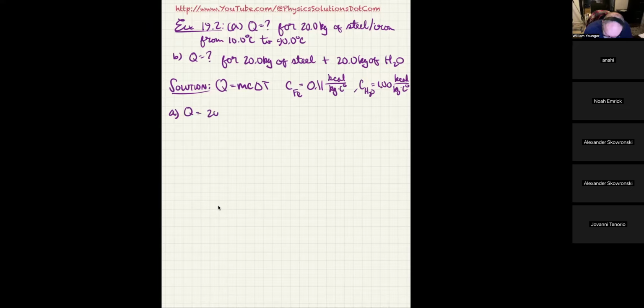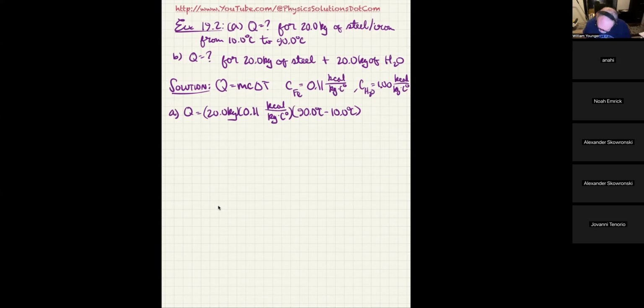So Q is equal to 20.0 kilograms times 0.11 kilocalories per kilogram Celsius degree times 90.0 degrees Celsius minus 10.0 degrees Celsius. Remember, when we subtract 90 degrees Celsius minus 10 degrees Celsius, we use a little note taking idea to remind us that it's been subtracted. So we'll call that 80 Celsius degrees instead of degrees Celsius. Just something that is good for keeping track of everything you're doing.